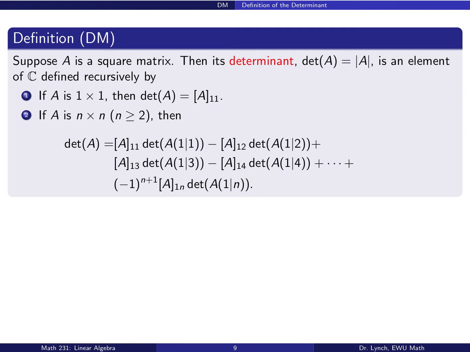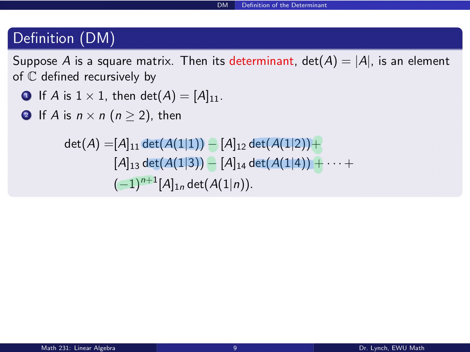So we see that the determinant of A is defined in terms of the determinant of the A11 submatrix, the determinant of the A12 submatrix, and so on and so forth. One thing I'll point out here is this sign flopping pattern. You get a plus, minus, plus, minus, plus, minus. And we're always multiplying by elements along the first row of A.